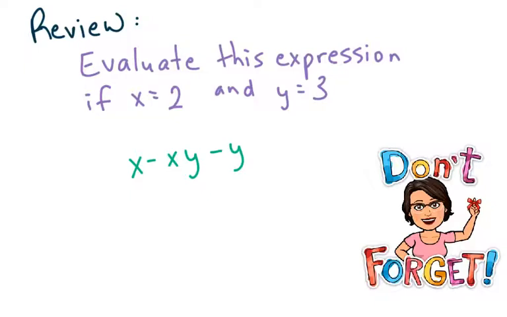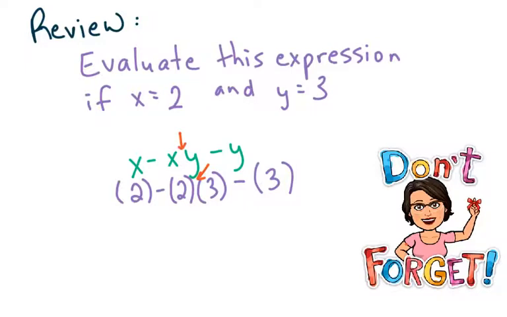So if we're going to evaluate this expression, we are going to let x equal 2 and y equal 3. So what we're going to do is replace all the x's with 2's, and all the y's with 3's. You'll notice that right here between the 2 and 3, I didn't put a symbol. There's not a symbol here either.